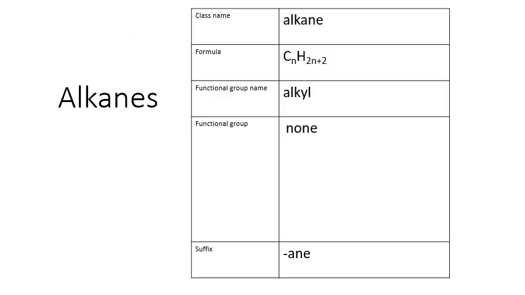The first family, or homologous series, we're going to look at is the alkanes. They're all called alkanes. They have a general formula of CnH2n+2. The functional group name is the alkyl group, and they have no functional group in a sense because they're just single bonds, and the suffix is -ane. So if you have a hydrocarbon which just has carbon and hydrogen, and they're all single bonds, that's going to be an alkane.